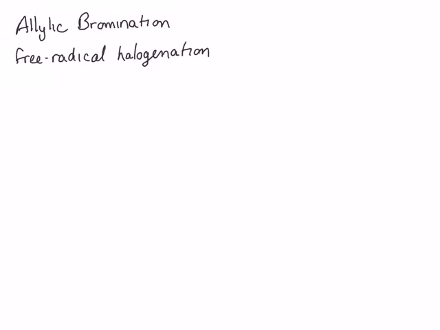The topic of this lecture is allylic bromination. Allylic bromination is a free radical halogenation of alkanes containing double bonds. For the most part, free radical halogenation reactions are not particularly useful to synthesize products because we get a mixture of products. For example, if we perform the free radical chlorination of pentane, we'll get a mixture of products.